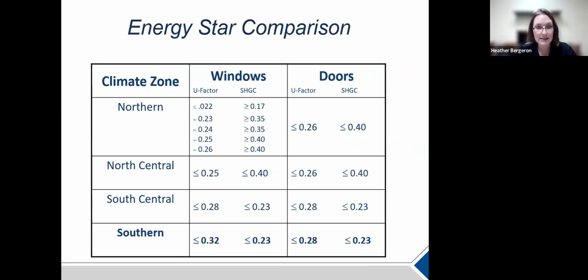EnergyStar comparisons. So again, 4 different climate zones: northern, north central, south central, and southern, and then 2 different sides on those comparisons of windows and doors. So this is just a generic basic basis of what EnergyStar compares between windows and doors and what climate zone you're in.